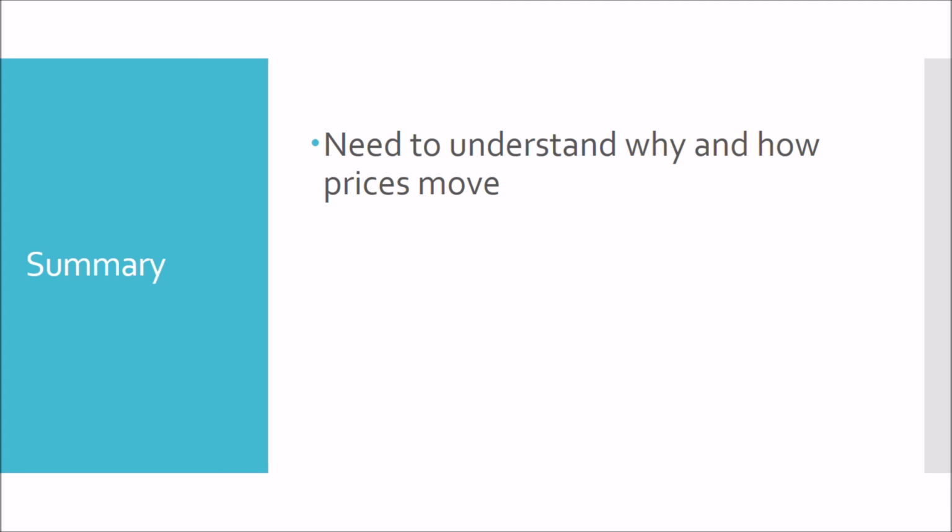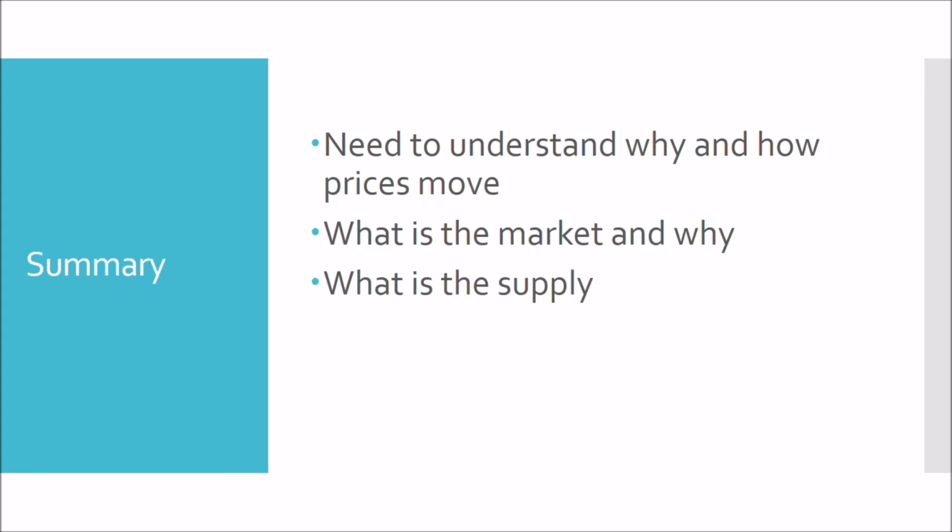So in summary, the objective of this part of the syllabus is for students to understand why and how prices move. In order to do that, you're going to understand what is the market and why is that the case. Is it monopoly, and why is that the case? Because we've got some barriers to entry. Do those barriers to entry hold or not over the long term? We want to understand what is the supply and what has changed, and what is the demand and what has changed. And then once we've done that and drawn out our graph, we can understand what the answer is.